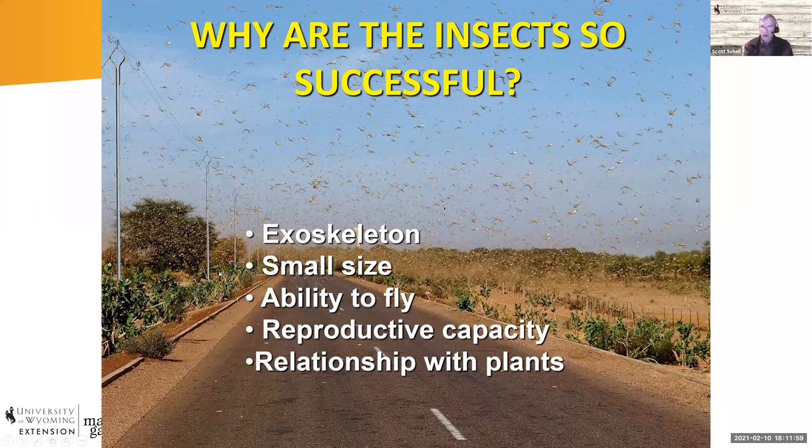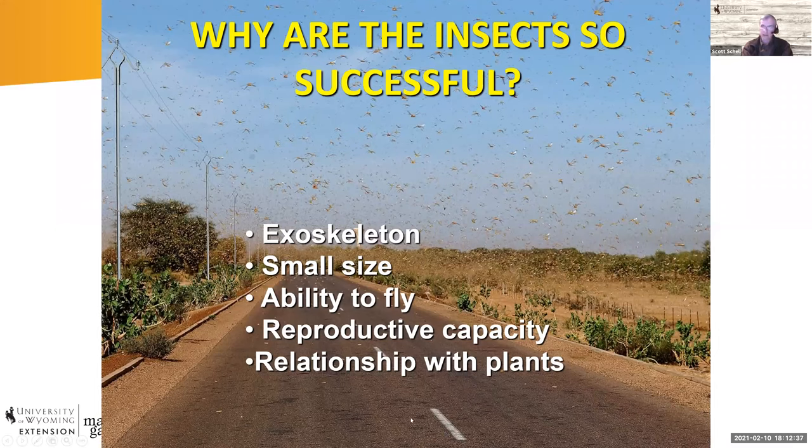Insects, for the most part, are relatively small. It doesn't require a lot of nutrition to support them. They have the ability to fly, and the reproductive capacity. Some of them are extremely fecund. There are species of aphids that can have up to 12 generations per year in the growing season. And at certain times when they're reproducing asexually, they will be born pregnant. So it's extreme rates of reproduction, usually to survive extreme rates of predation.